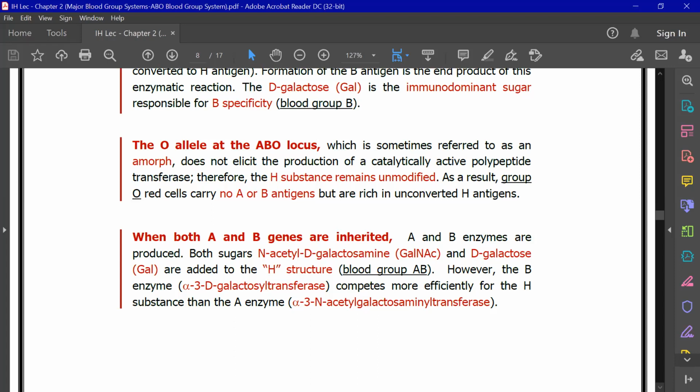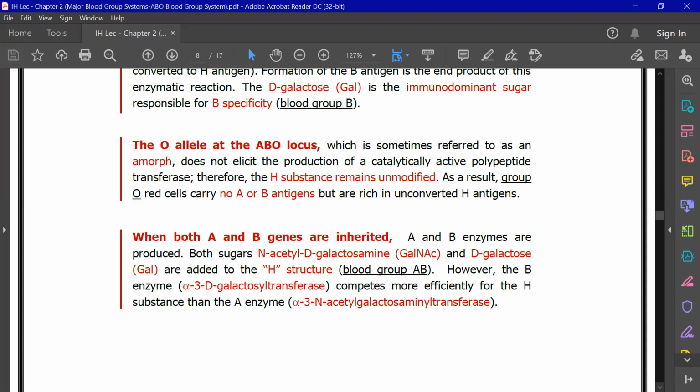So sabi natin kanina, napag-usapan na natin ang inheritance ng ating A and B genes or A and B alleles in the ABO locus. So paano naman pag ang na-inherit natin ay yung O allele? Okay? So pag ang na-inherit natin ay yung O allele, sabi natin that this gene is amorph. Meaning, this is a silent gene. We keep reiterating that your O gene is an amorph or considered as a silent gene and it has no detectable product.